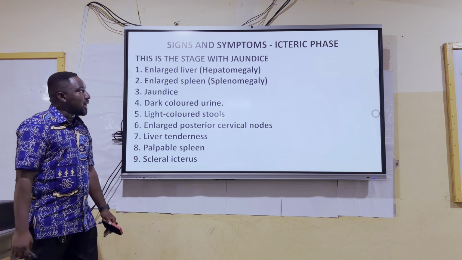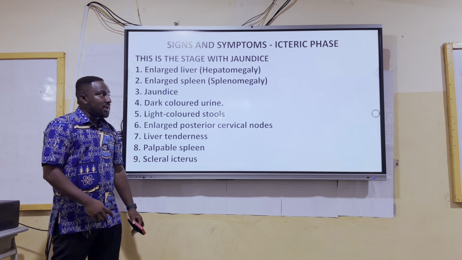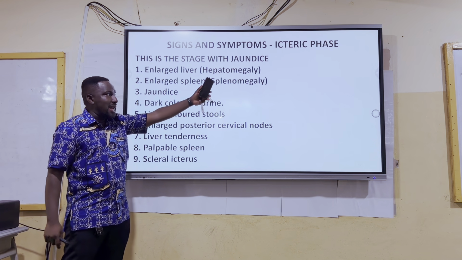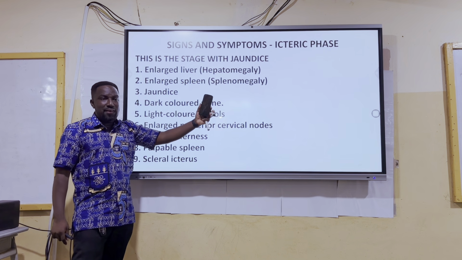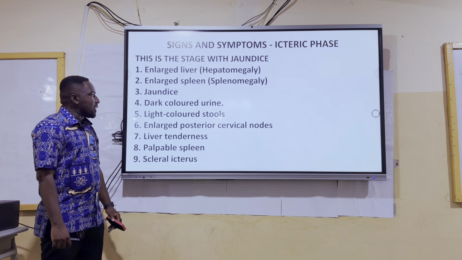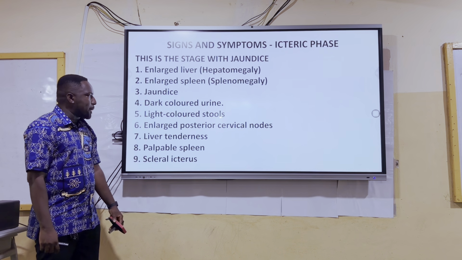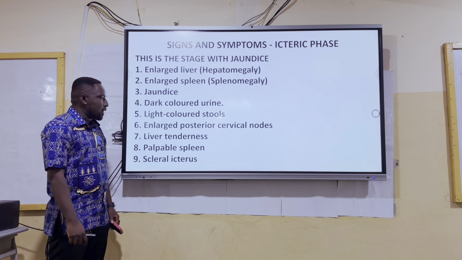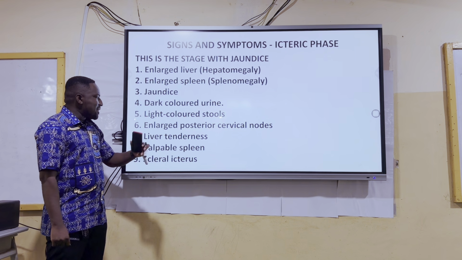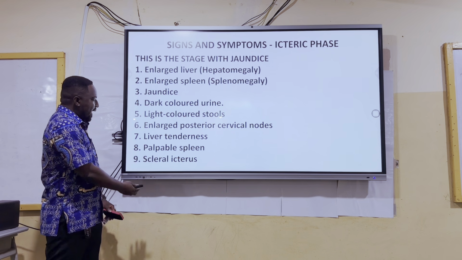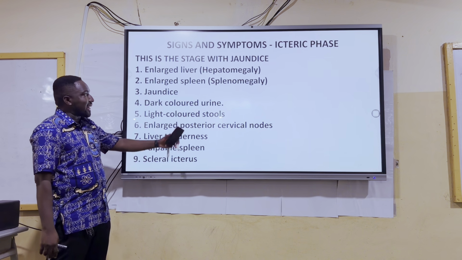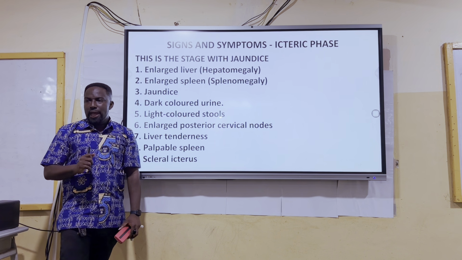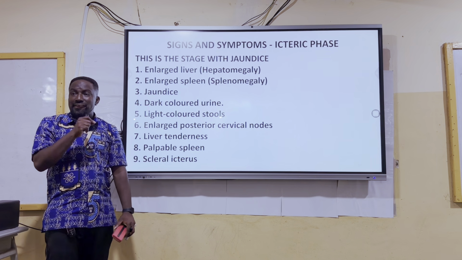Then we have the icteric phase, that is the stage with jaundice. The clinical features are hepatomegaly, that is enlargement of the liver, splenomegaly, enlargement of the spleen, jaundice, dark colored urine, light colored stool, enlarged posterior cervical lymph nodes, liver tenderness, palpable spleen, and then scleral icterus. So these are the clinical features under the icteric phase of hepatitis, the stage with jaundice.